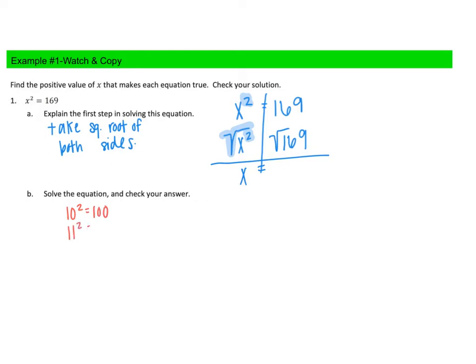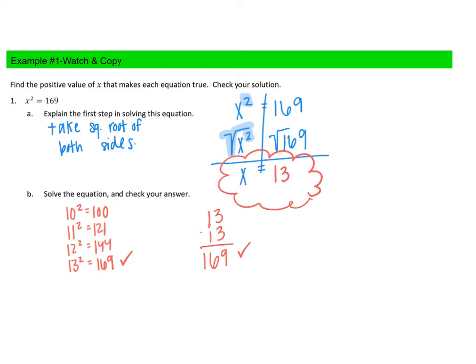So 11 squared is 121. 12 squared is 144. 13 squared, if I do my calculator, 13 times 13, 169. So that's my answer there. So my answer is 13 when you take the square root of 169. And I can check my answer by doing 13 times 13. Does it equal 169? Yes. Okay.